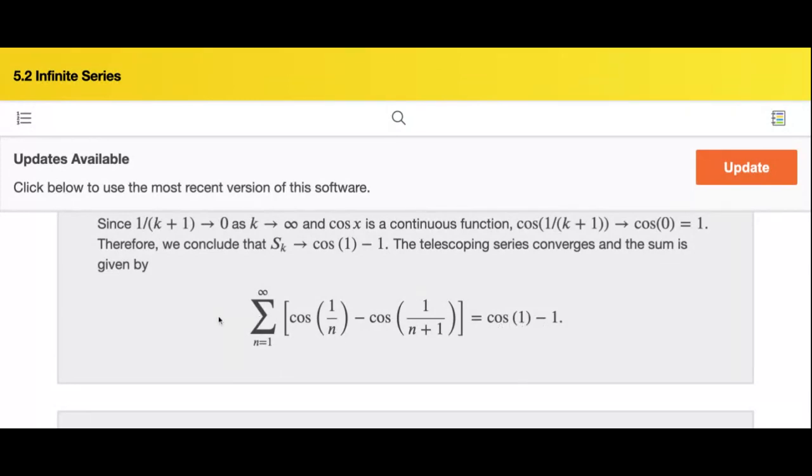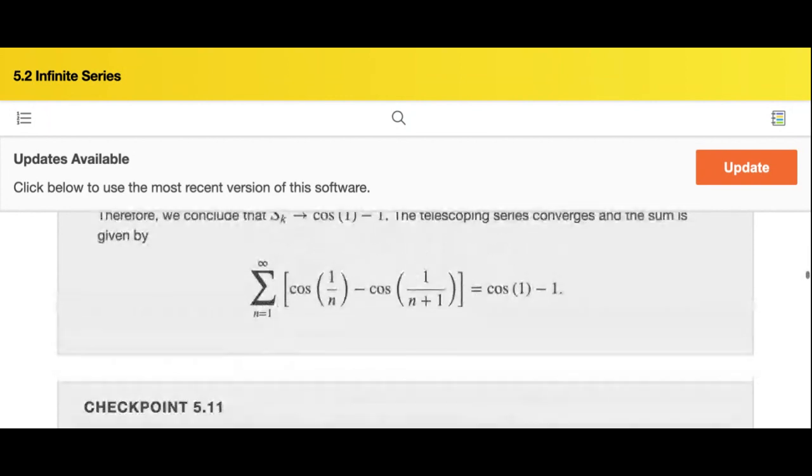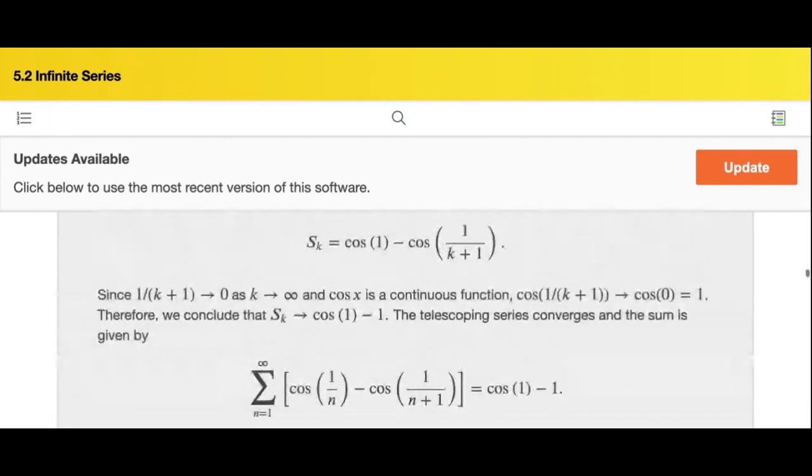So basically, we can take a limit of this series. The limit and the summation can be swapped. So we can take a limit of the inside, then do the summation. Any questions? So this is one of the examples.